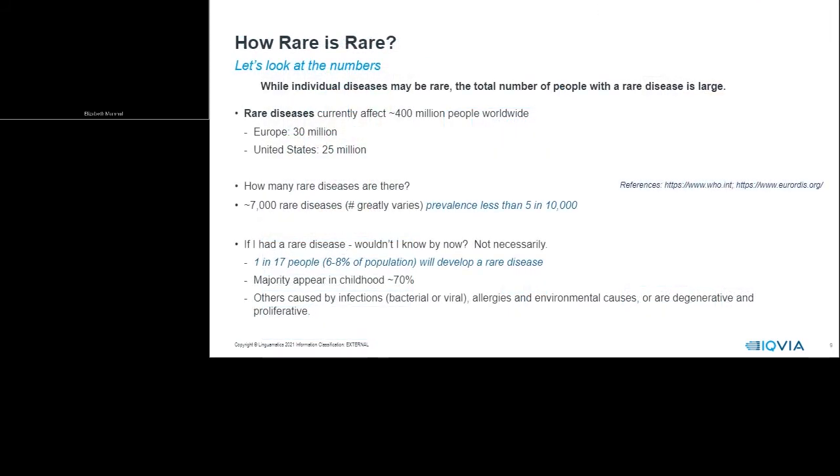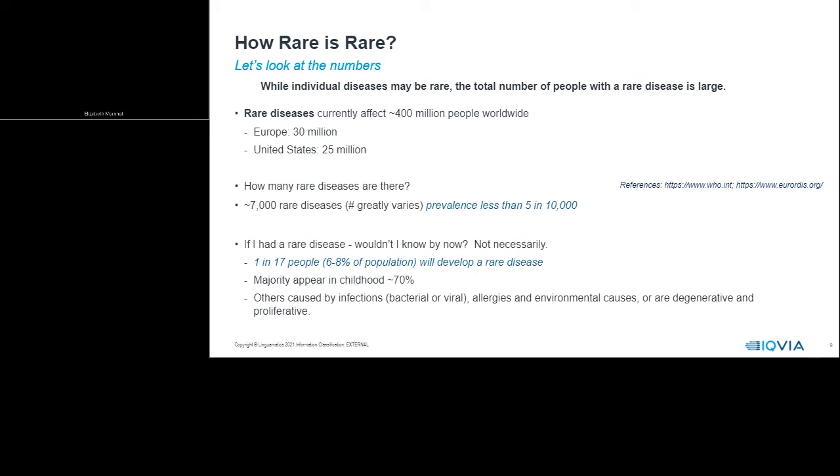So we talk about rare diseases all the time, but exactly how rare is rare? To do that, we need to turn to the numbers. We obtain these from sources such as the National Institute of Health and the World Health Organization. While individual diseases may be rare, the total population with a rare disease is actually quite large. An estimated 400 million people worldwide have a rare disease, not a trivial number. So about 30 million in Europe and 25 million in the US.